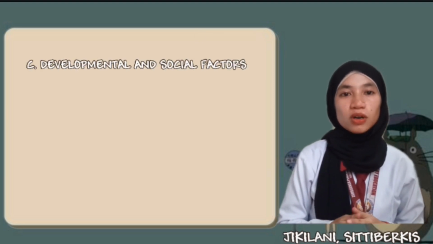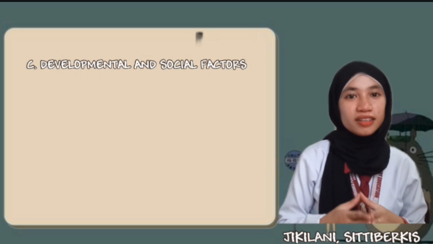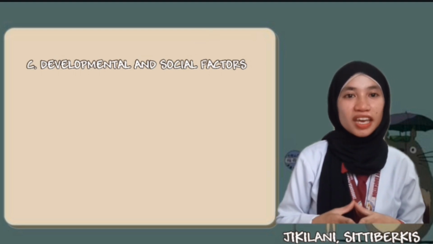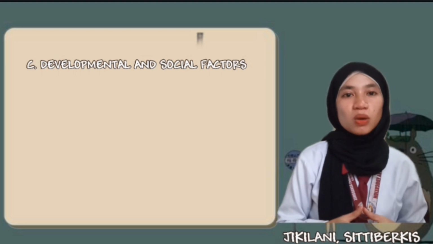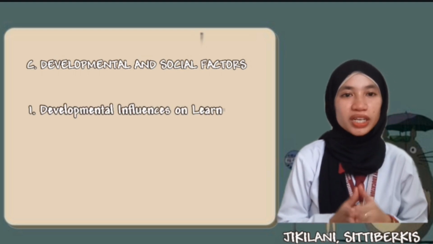Today I'll be going to tackle the developmental and social factors. And there are two types of developmental and social factors, which are the developmental influences on learning and social influences on learning. The first one is developmental influences on learning.